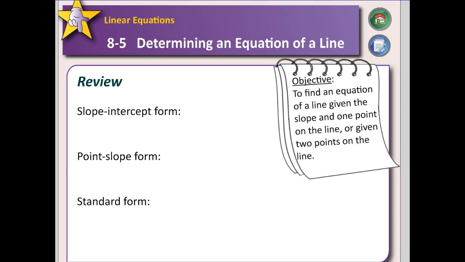What is slope-intercept form? Well, the equation of the line in slope-intercept form is y equals mx plus b. Remember, we learned m stands for the slope and b is the y-intercept.